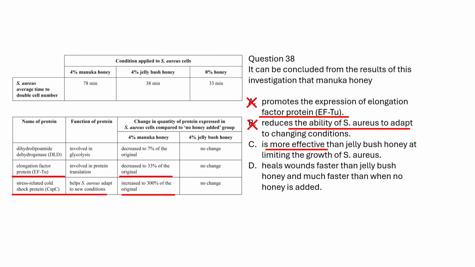Option C. It states that Manuka is more effective than jellybush at limiting S. aureus growth. The table shows that Manuka increases the average time for S. aureus cell numbers to double, compared to the jellybush. This supports the conclusion that Manuka is more effective than jellybush. Option D. It states that Manuka heals wounds faster than jellybush and no honey. However, the provided information, or table, contains no data about wound healing or recovery.